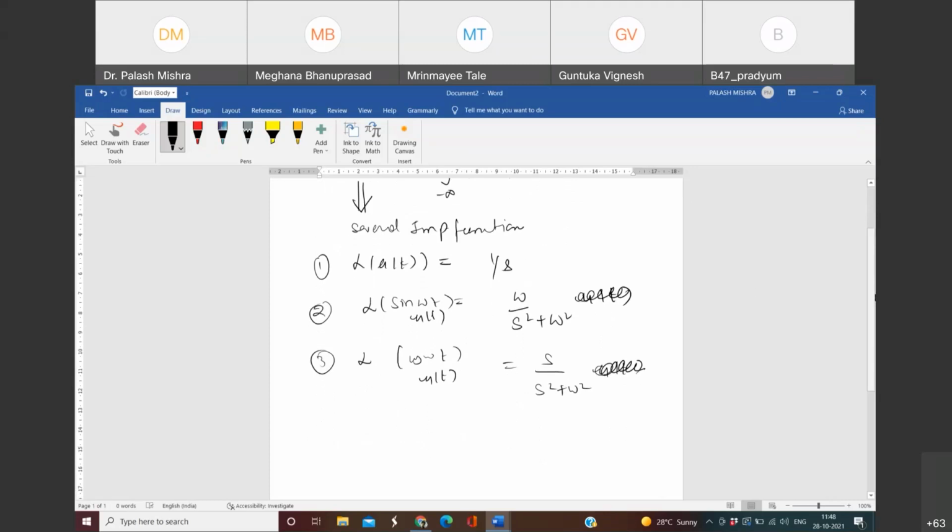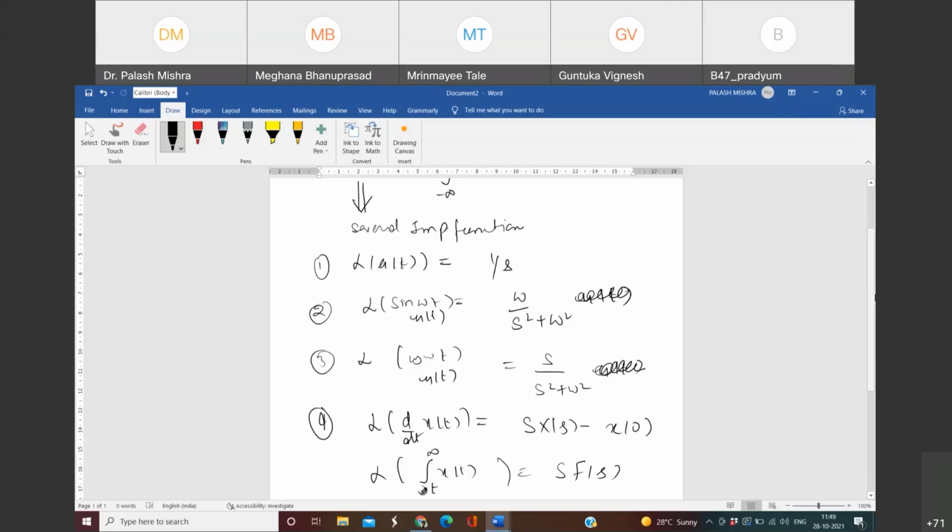And what else have we learned in the Laplace? The properties of Laplace: the Laplace transform of d by dt of x(t) is, tell me, s times X(s) minus the initial value of x at time t equals 0. And Laplace transform of the integral of x(t) is X(s) upon s. This is all we have learned about the Laplace transform until now.